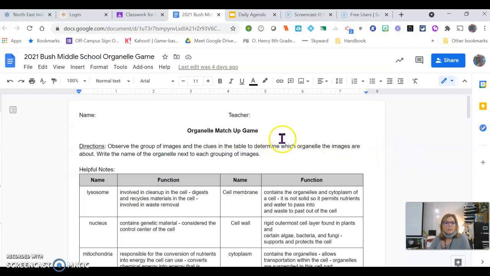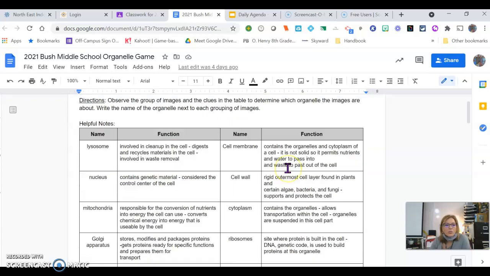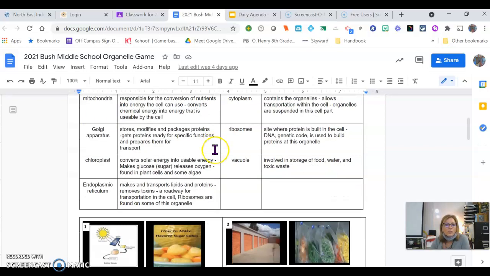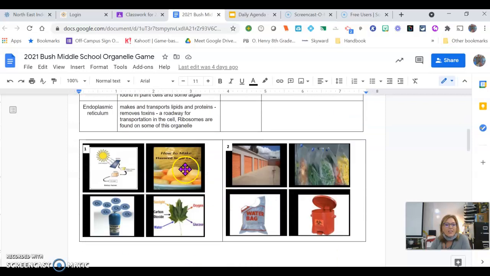Okay, so this explains the very last thing. This will get you ready for our Google form that you're going to have next class period on Wednesday. Basically, you have the name and the function of each of the organelles that we've been studying. And then if you look, these 4 images are clues for one same organelle.